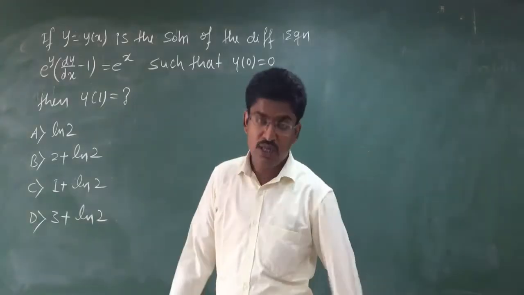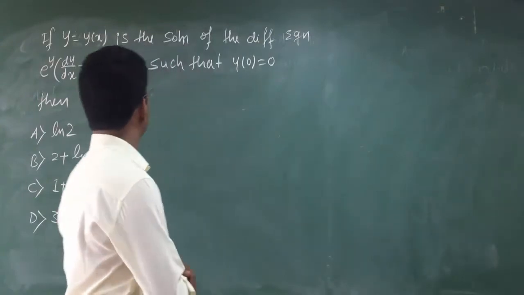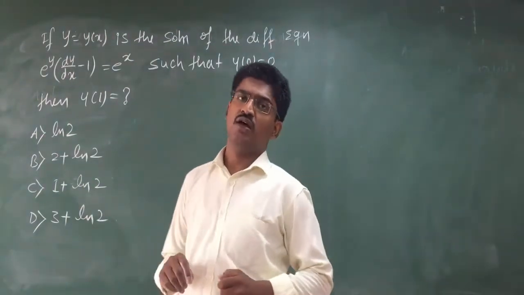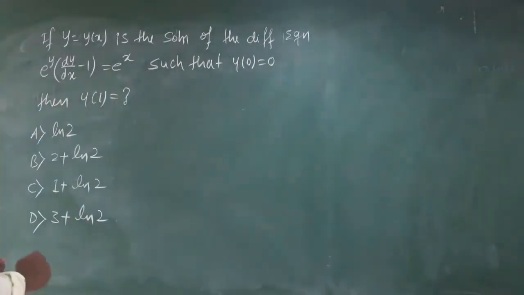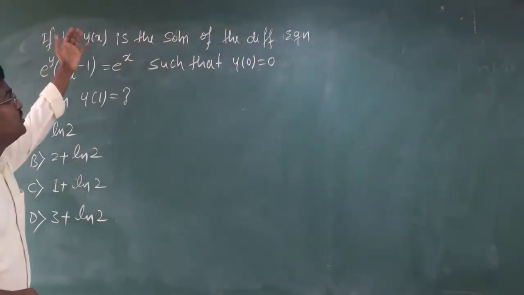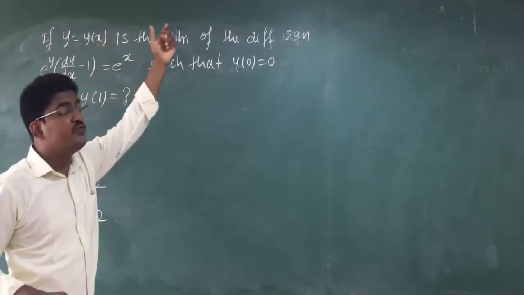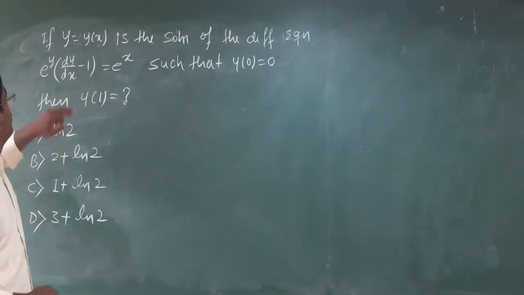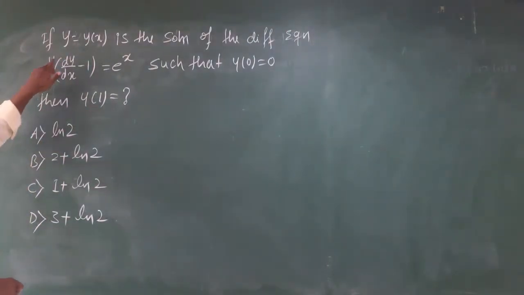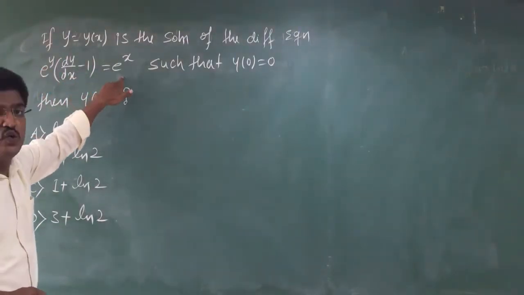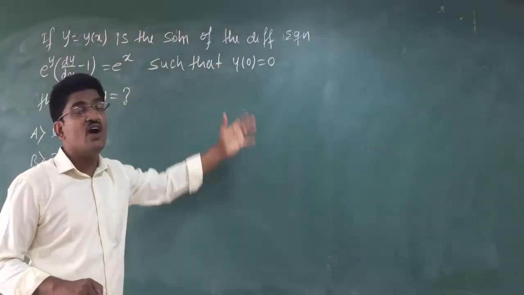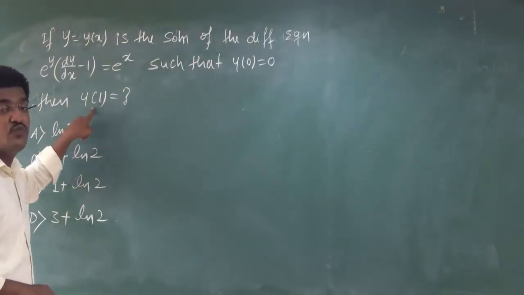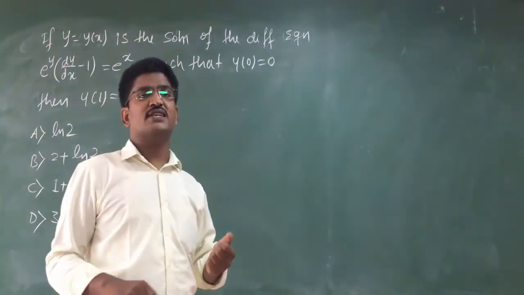Now, let us move to the next question, that is from your chapter Differential Equations. Clear? Okay. In this question, what they are asking: if y equal to y of x is the solution of the differential equation e to the power of y dy by dx minus 1 equal to e raised to x, such that y of 0 equal to 0, then what is y of 1 they are asking.